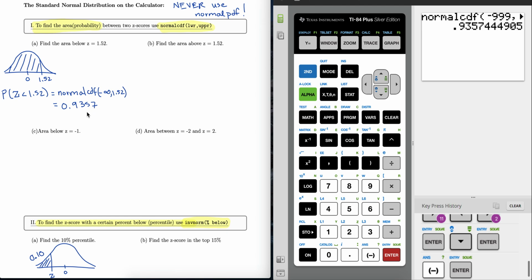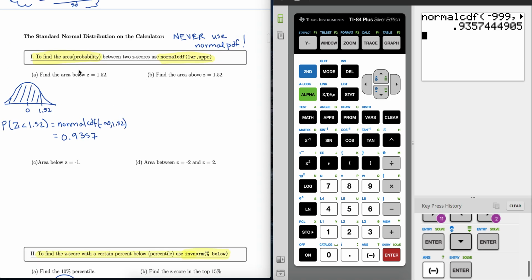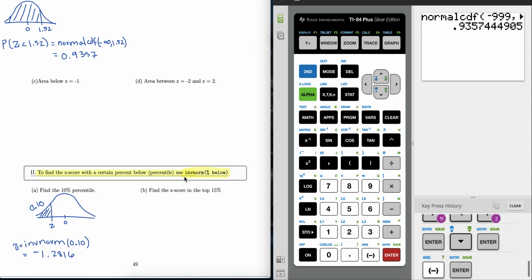So that's one type of question. If I want to find a probability, use normal CDF and give the region I'm interested in the probability of. The other type of question is if I want to find a z-score associated with a probability. Notice these are kind of backwards of each other: find a probability given a z-score versus find a z-score given a probability. The function in this case is going to be inverse norm, and we'll see that on the calculator in a moment, and the percentage you put in needs to be the area to the left or below.